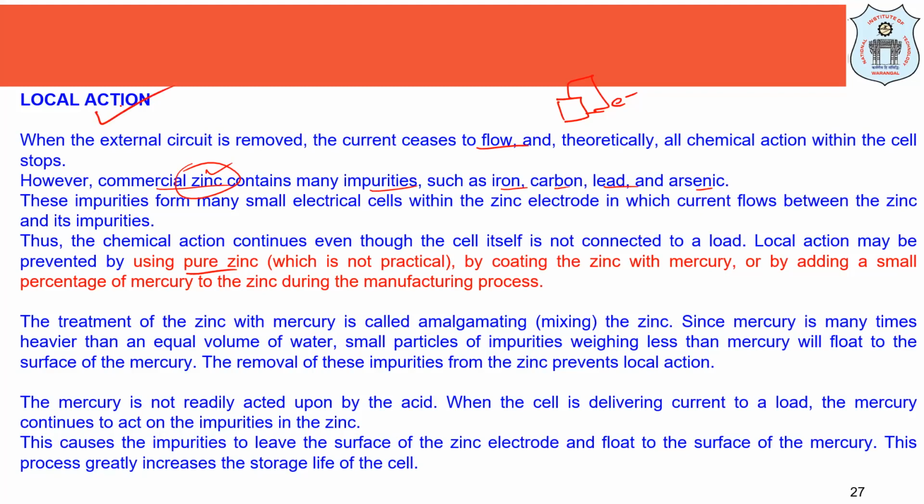Okay. But also this mercury is not readily acted upon by the acid. When the cell is delivering current to the load, the mercury continues to act on the impurities in the zinc, which will cause the impurities to leave the surface of the zinc electrode and float to the surface of the mercury. So that will generally increase the storage life of a battery or cell.